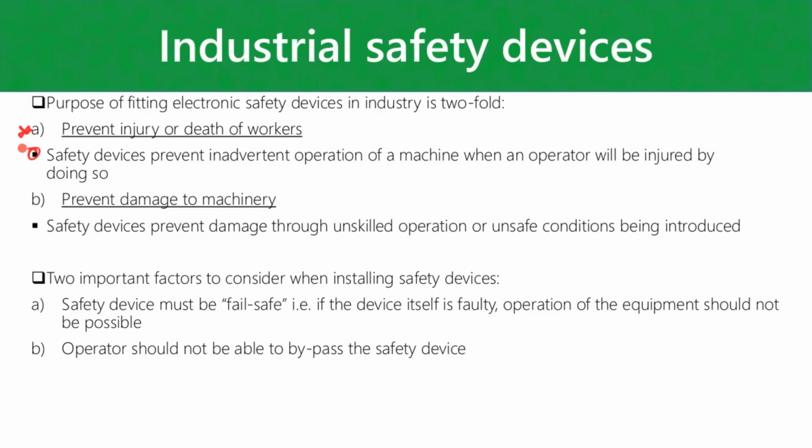So inadvertent operation would be, if you take, let's say, a miter saw, for instance, if the shield is not in place on the miter saw, that saw shouldn't be able to operate, right? So it's basically using a piece of machinery for a purpose that it was not designed or intended for, right? So that's what you want to avoid. Then, secondly, you want to prevent damage to your machinery.